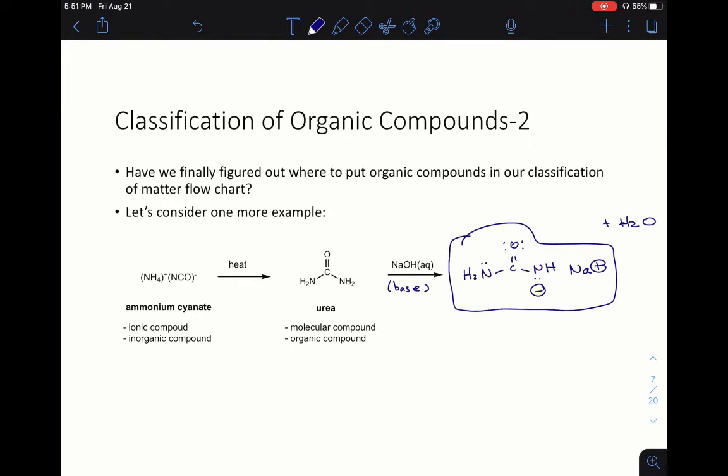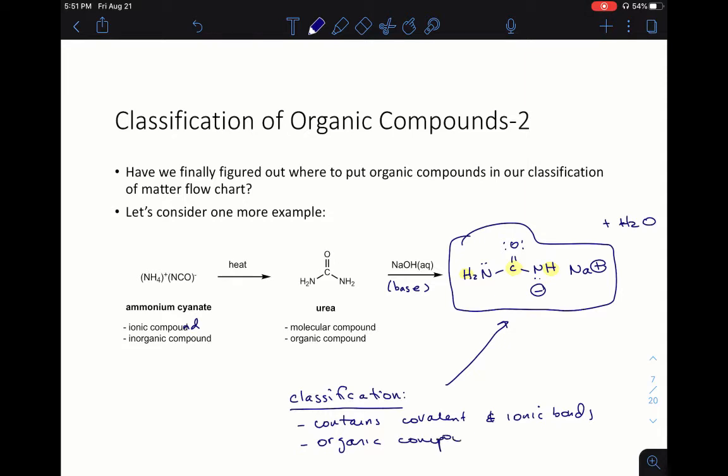So how would you classify this substance? What is its classification? Is it molecular or ionic? Yeah, it certainly contains both covalent and ionic bonds. Is it organic or inorganic? Well, it's certainly organic. It has carbon and hydrogen. So it's an organic compound.